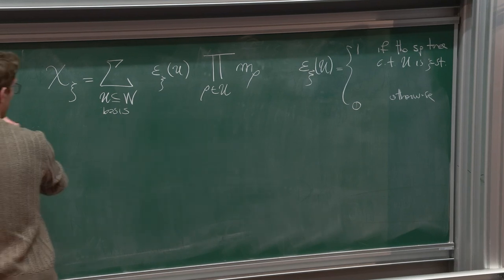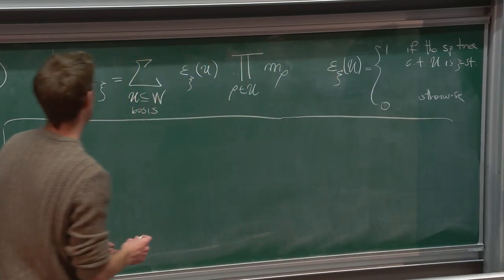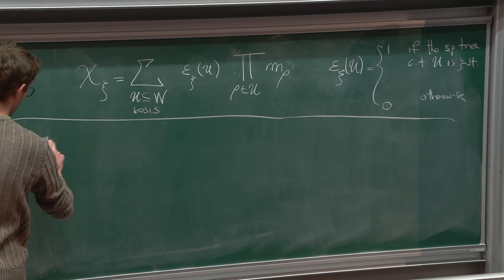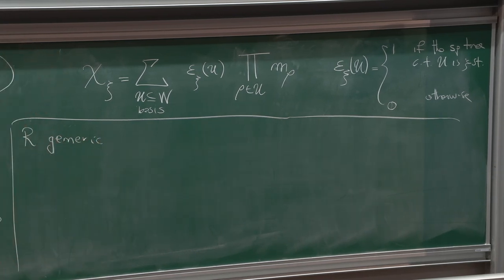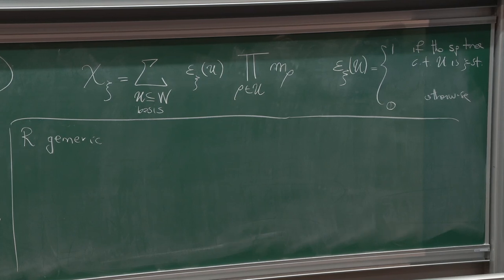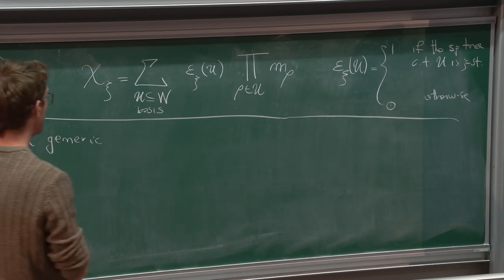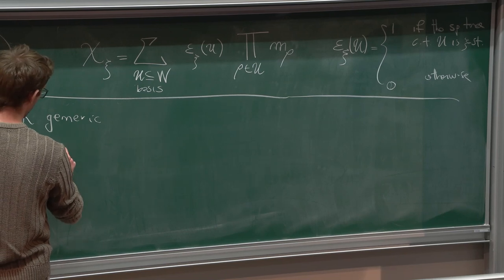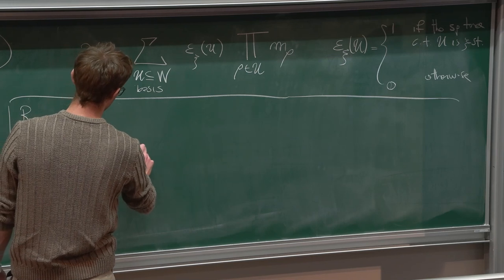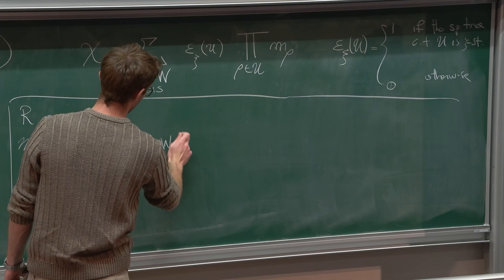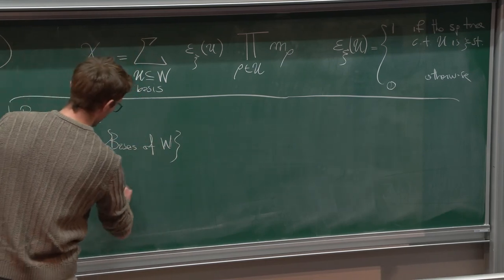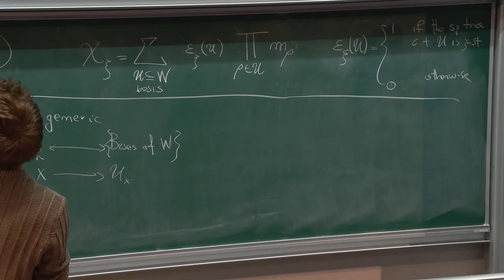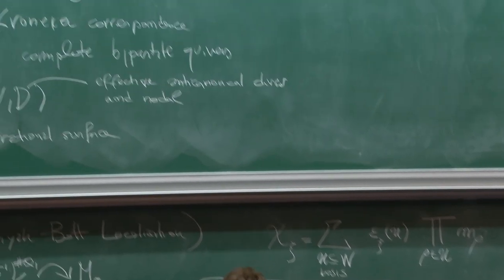So let's show this. The idea is that if you take R generic, you can assume that the intersections of the hyperplanes of poles are all non-degenerate. So there are precisely n hyperplanes, where n is the dimension of the linear space, intersecting at each point. So in practice, this means that this set of isolated intersection points is in bijection with a set of bases that you can extract from W. And this bijection will send X to U of X. And this means that the formula above becomes this.